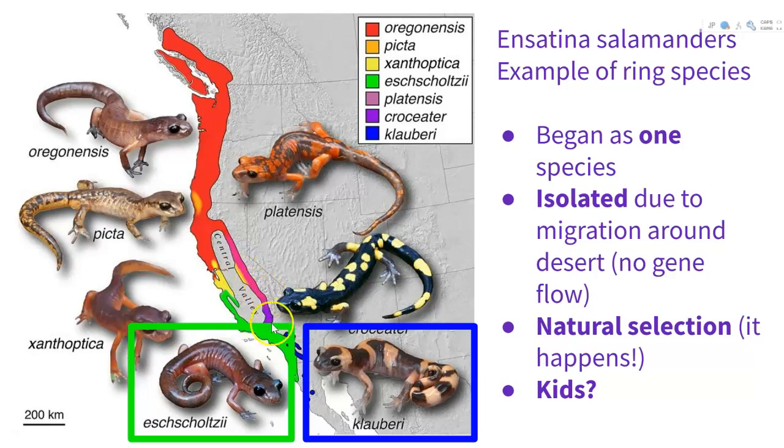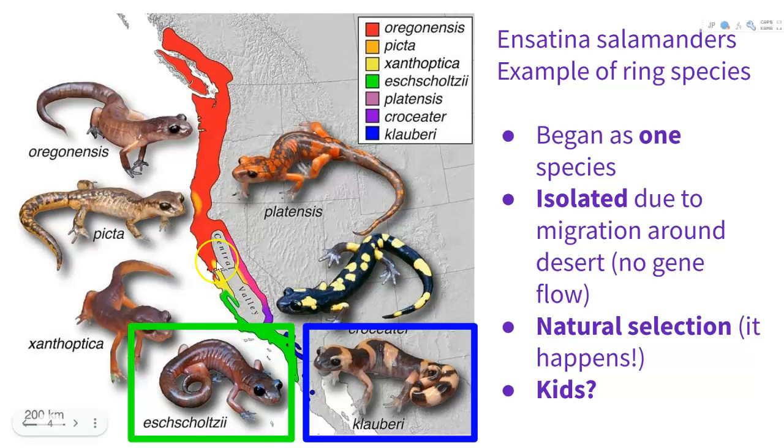This is a desert in California, and if you can imagine, salamanders are kind of slippery and moist. They're amphibians, so their skin really requires a lot of moisture. So they would not be able to survive trekking across the desert like this. This is effectively splitting the population in two. So this side went down this way and this side went down this way.